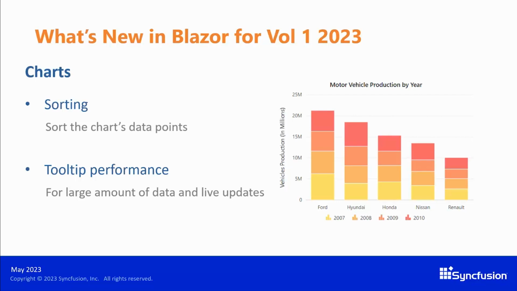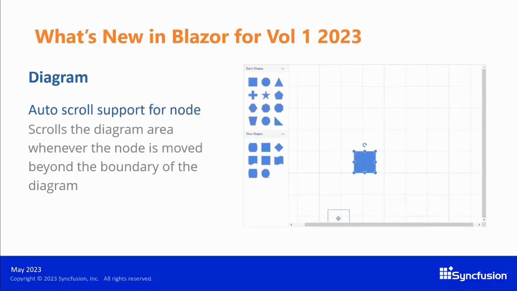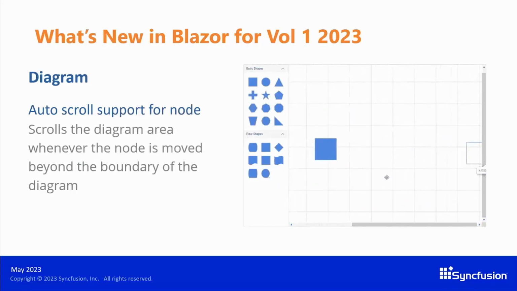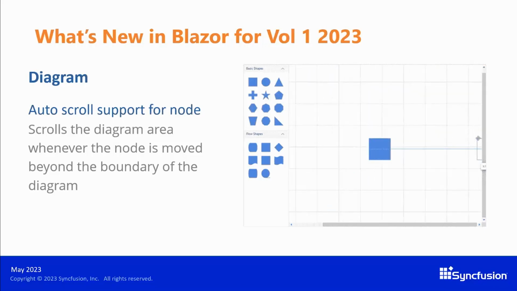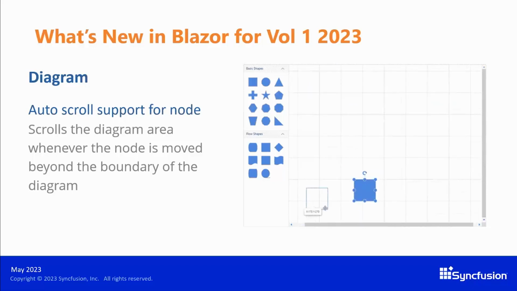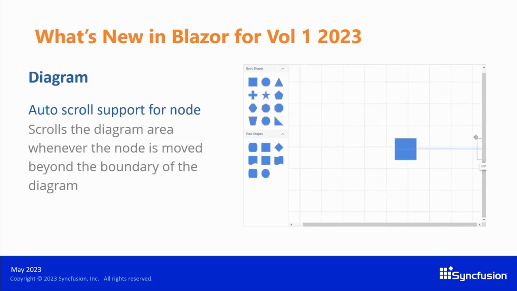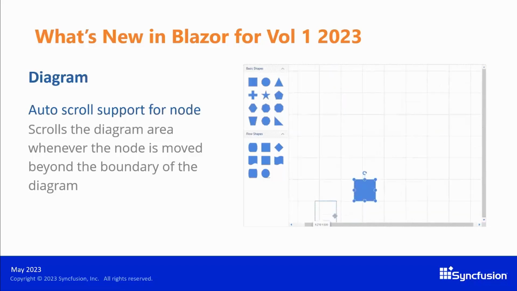Next, moving on to tooltip performance. Performance has been improved in showing the tooltip for large amounts of data and live updates. That is just a performance kind of improvement. And to the diagram component, auto scroll support for nodes has been added. Now the diagram area will get scrolled whenever you move the nodes beyond the boundary of that diagram space.